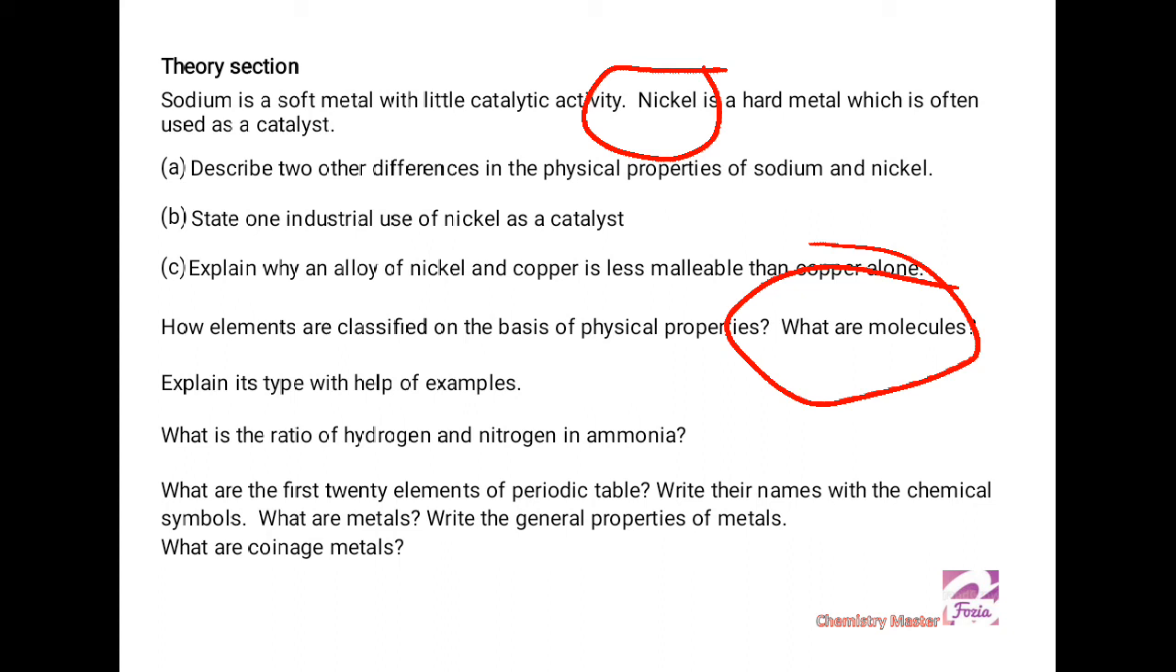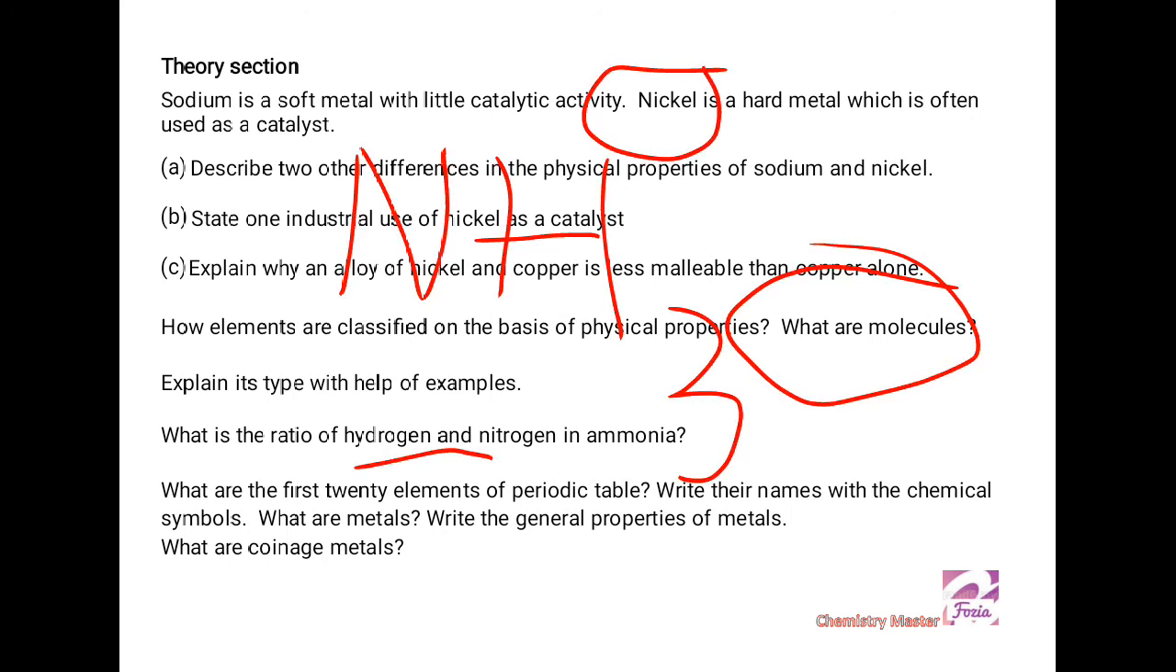And on the basis of similarity, if same atoms are bonded together, the molecule is homogeneous. But if different types of atoms are bonded together, we say it is a heterogeneous molecule. What is the ratio of hydrogen and nitrogen in ammonia? You know, ammonia is a very important industrial compound, formula NH3. One atom of nitrogen is bonded to 3 atoms of hydrogen. So the ratio of nitrogen to hydrogen is 1:3.